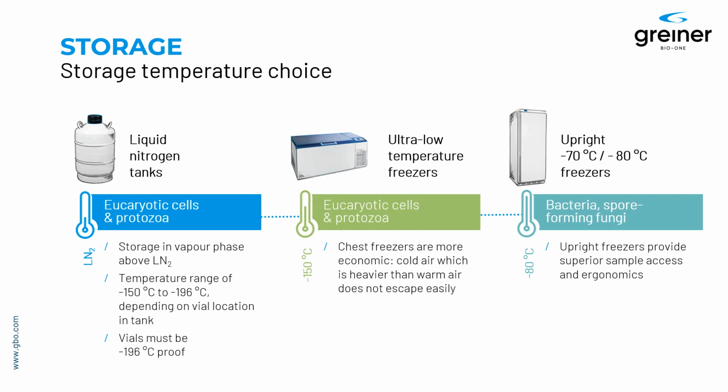The same type of specimen, eukaryotic cells and protozoa, can also be stored at ultra-low temperatures in ultra-low temperature freezers. These freezers use electricity to cool the air down, and they often come in the form of a chest freezer, because this is more economic. The very cold air is much heavier than the warm air, and it would not escape this type of freezer if you open the lid. In contrast, an upright freezer, which is often used for -70 or -80 degrees Celsius storage, often used for bacteria and fungi, provides better access to the samples, but you lose a little bit of the economic advantage of the chest freezer.